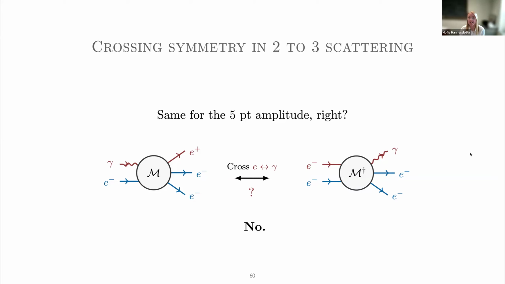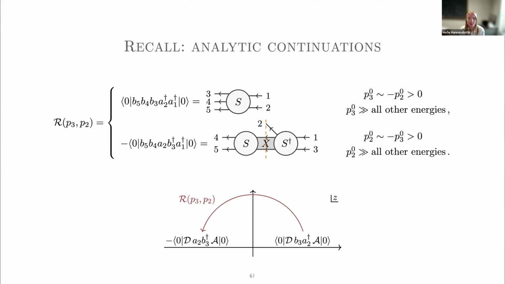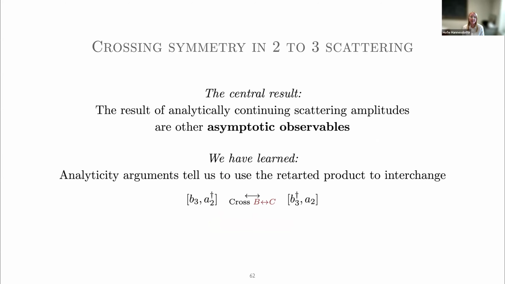And we've already kind of hinted at this earlier in the talk. If you remember when we were talking about the LSZ formulas, the R products hinted that the functions that were connected are actually not an S matrix and a conjugated S matrix, but rather these two observables here. So actually an S matrix and a waveform in this case. Because what the R product does for us is that it basically takes these A2 dagger B3 to a B3 dagger A2, keeping the other sets fixed. So this is the central result, that the result of analytically continuing scattering amplitudes are other asymptotic observables.